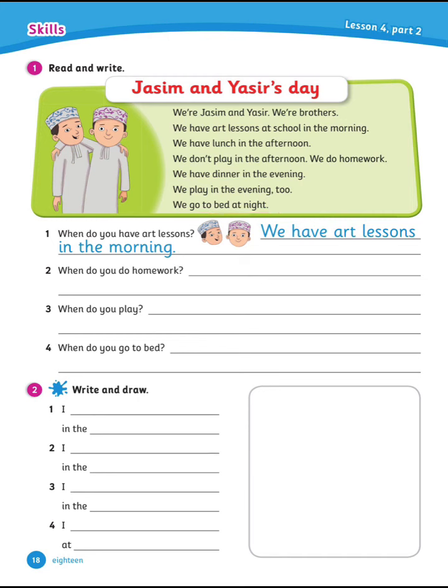Now, let's move to the questions. Number 1 is done for you. When do you have art lessons? We have art lessons in the morning. Number 2. When do you do homework? We do homework in the afternoon. Number 3. When do you play? We play in the evening. Number 4. When do you go to bed? We go to bed at night.